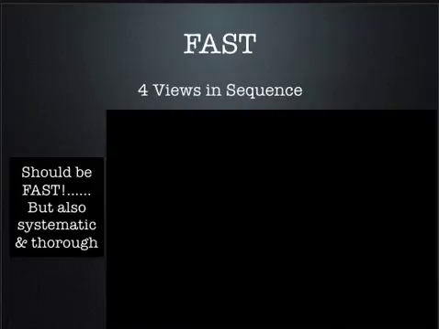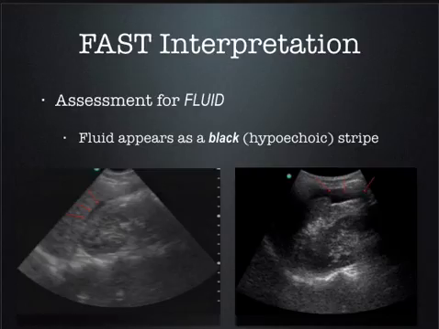This should take about a minute, maybe even half a minute. It should be fairly fast because you know what you're looking for. You're very focused. You're oriented to looking for free fluid, and if you don't see free fluid, you move on to the next view. The temptation, though, is to just look at Morrison's pouch. There's the liver, there's the kidney, there's Morrison's pouch, and move on. No, you have to pan all the way through it. We'll see that again in a few minutes.